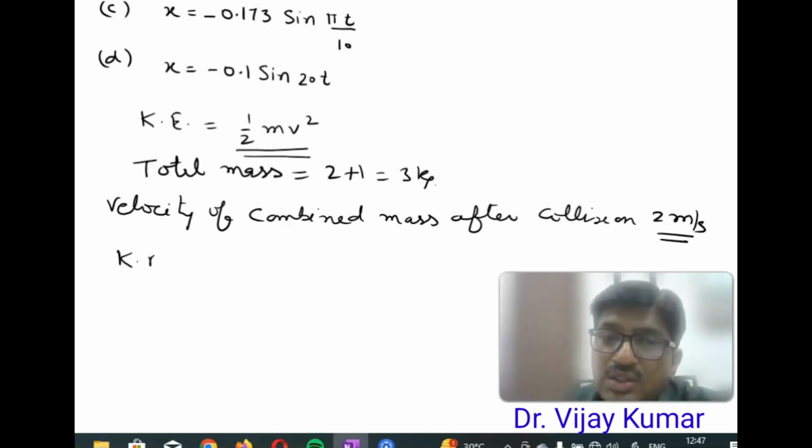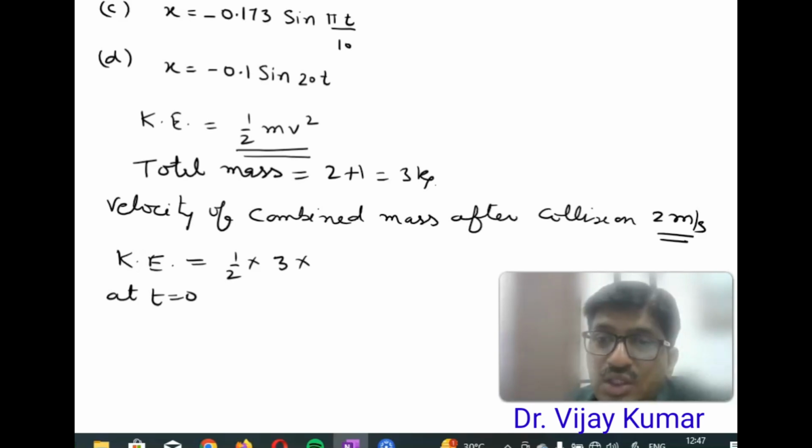So kinetic energy at t equal to 0 becomes half, M means 2 plus 1, 3, and v square is 2 square. 2 into 2 is 4, divided by 2, 3 into 2 is 6 joule. So the kinetic energy of the combined mass should be 6 joule.